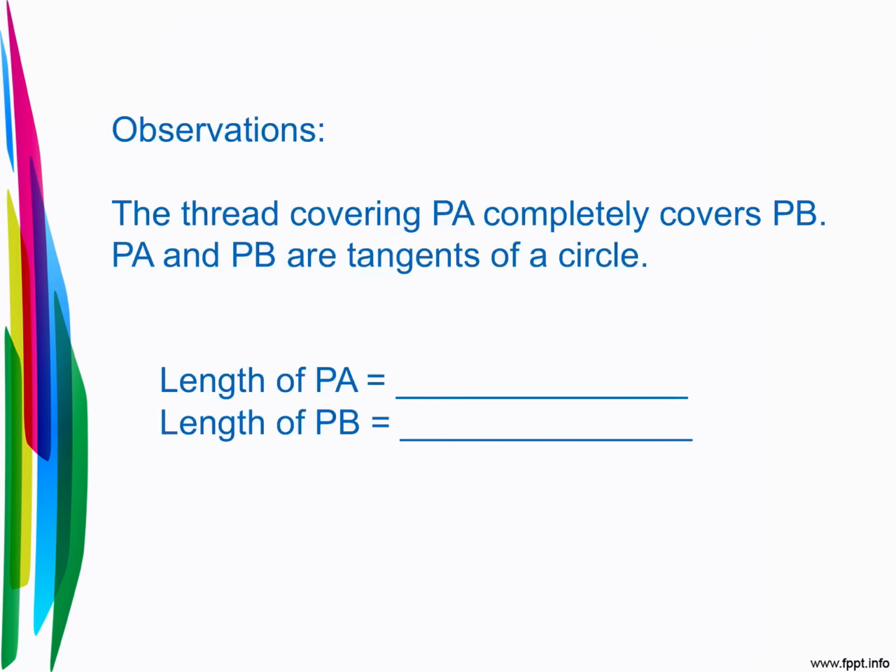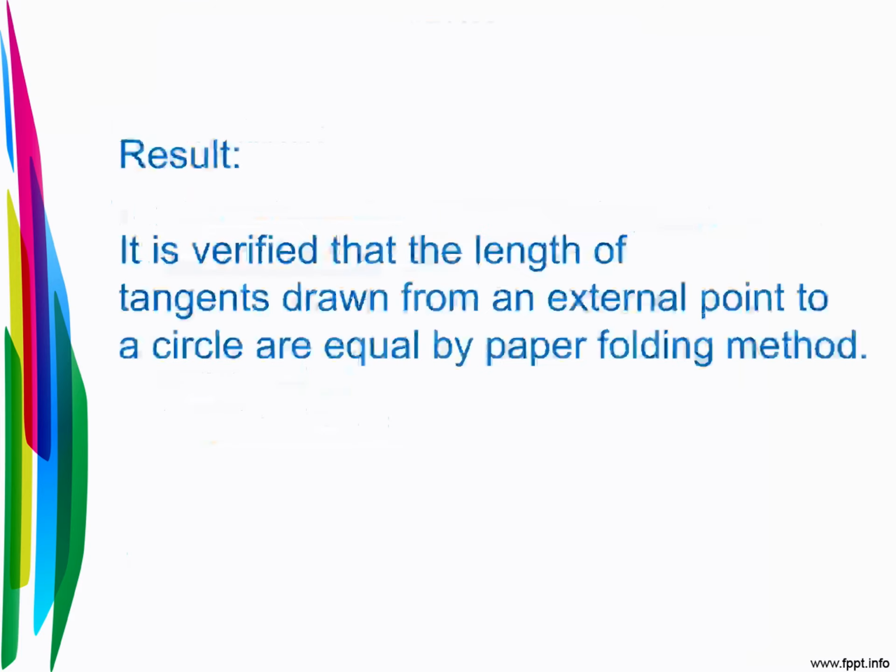Observation: the length covering PA completely covers PB. PA and PB are the two tangents to a circle. So here we are going to write the length of PA and PB. And finally, we have verified that the length of tangents drawn from an external point to a circle are equal by paper folding method. Hope you are able to understand this activity.